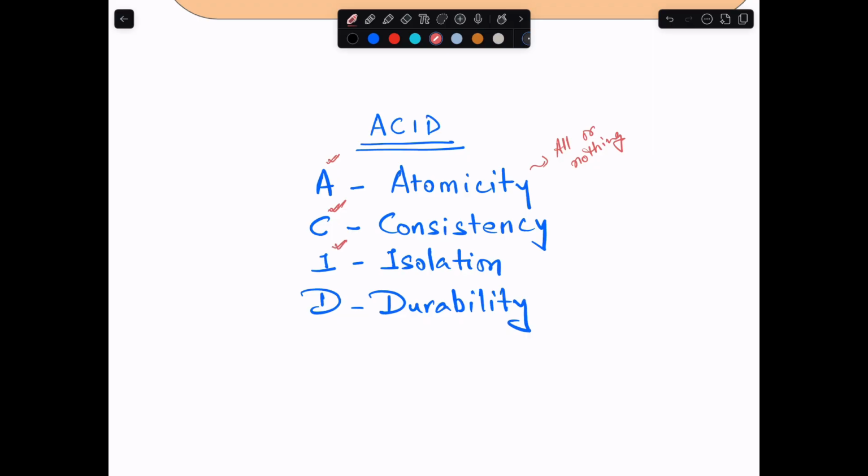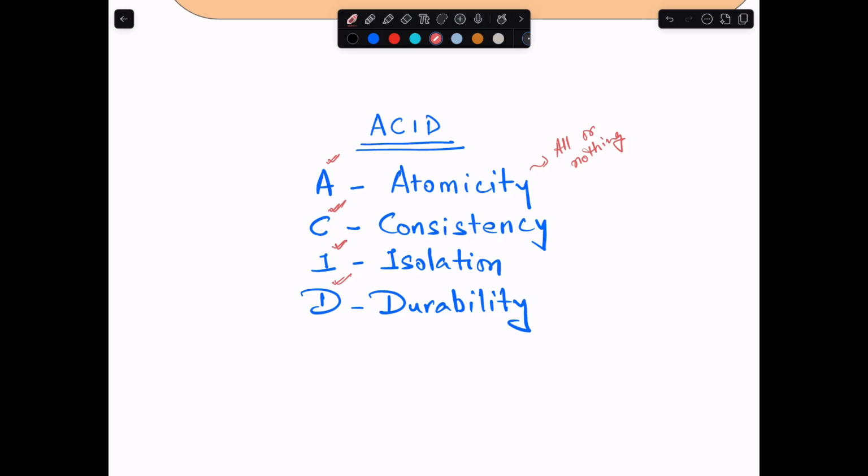The next property is isolation. We know that multiple transactions can happen at the same time on a database record, but they should not interfere with each other. And isolation is what handles this. There are different levels of isolation, and we'll learn about that in upcoming videos. But for now, you should know that isolation is like working in your own lane.